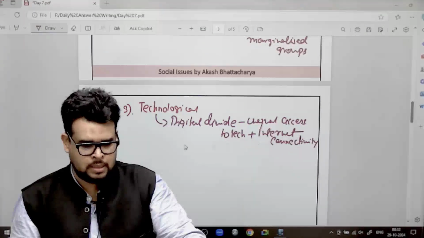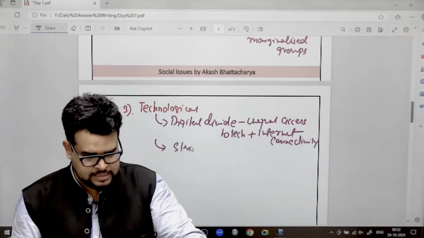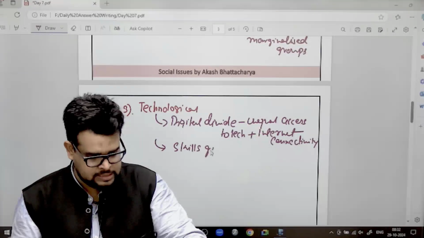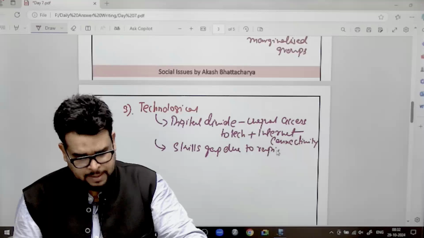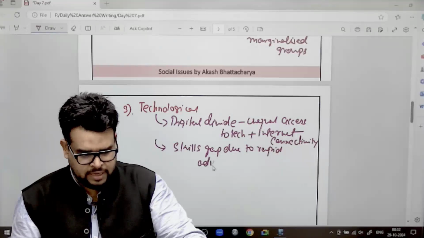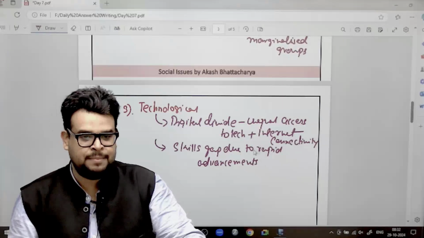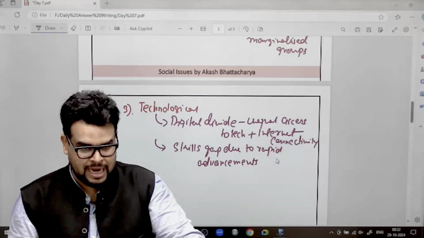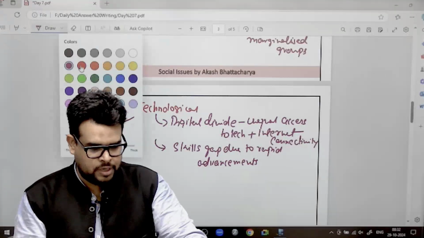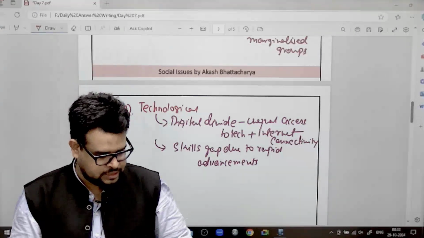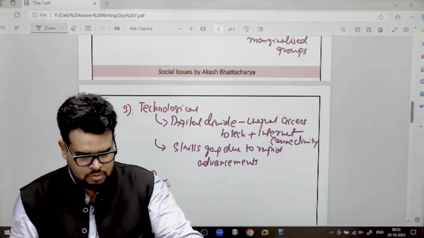Simple. Then next you can write skills gap due to rapid advancement. For example, you can write ChatGPT. Skills gap due to rapid advancement, because now people don't know how to interact with ChatGPT. Okay, technological is done. Next, fourth, you can write administrative.